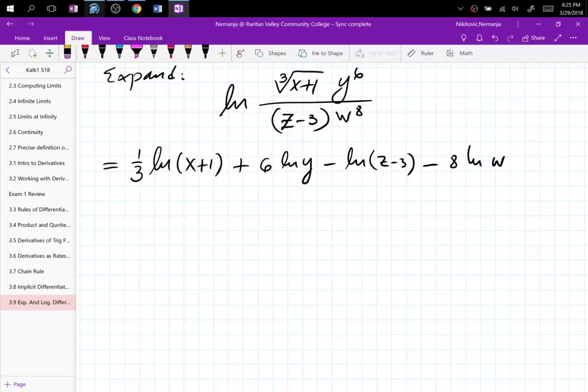So those are the skills. That's the review from pre-calc 1 on basic logs. And now it's time for us to do some log derivatives.